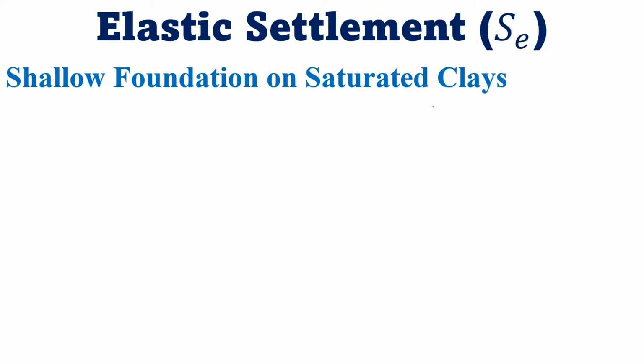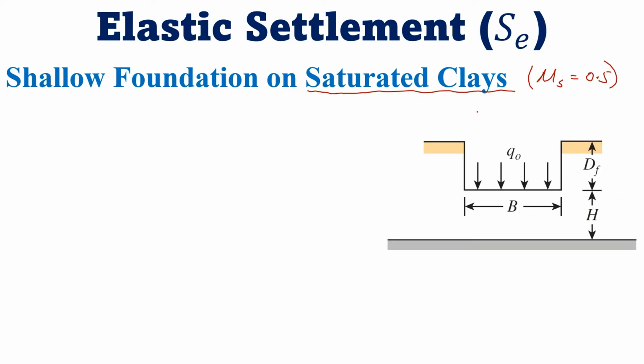In this lecture, we will discuss the elastic settlement of shallow foundations on saturated clays. Here we will take the example of those clays which are saturated, having a Poisson's ratio of 0.5. To find the elastic settlement, let us say there is a foundation on the soil. This is a compressible material. This soil may be sand, clay, silt, or gravel, but in our case, it will be saturated clay.